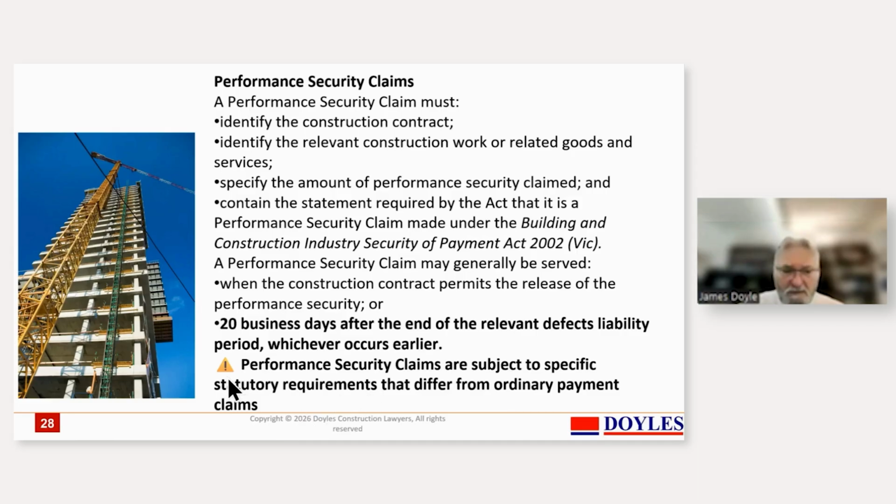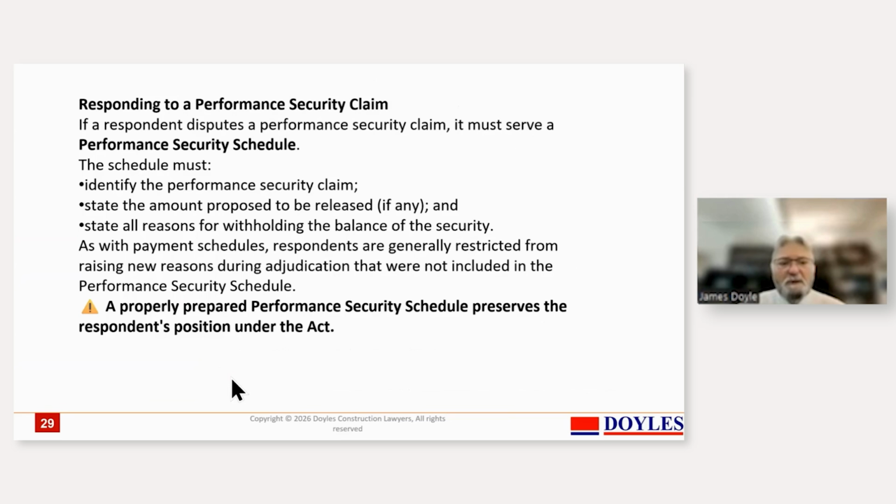So if you're on the other side of somebody wanting their performance bank guarantees back, then you've got to put in a performance security schedule. You've got to identify the performance security claim. You've got to state the amount you propose to release. So you've got to either say zero or something, and you state all the reasons for withholding it. And you've got to be, again, accurate and comprehensive in that respect in order that you can get the benefit if it's taken further. So again, you've got to have those reasons ahead of time, and you've got to have them made current if you've been pressing for the performance of those things to which they relate.